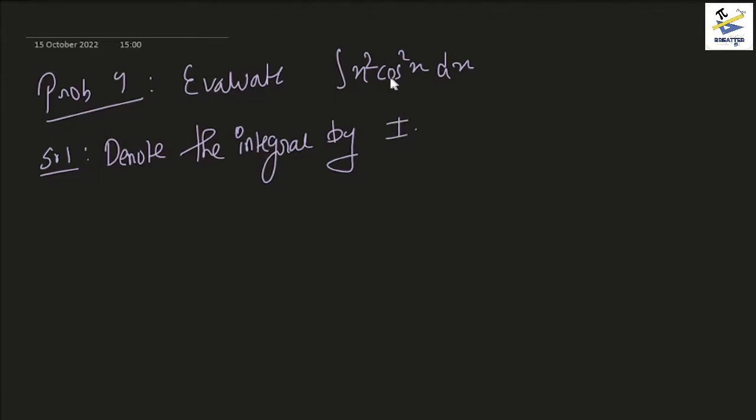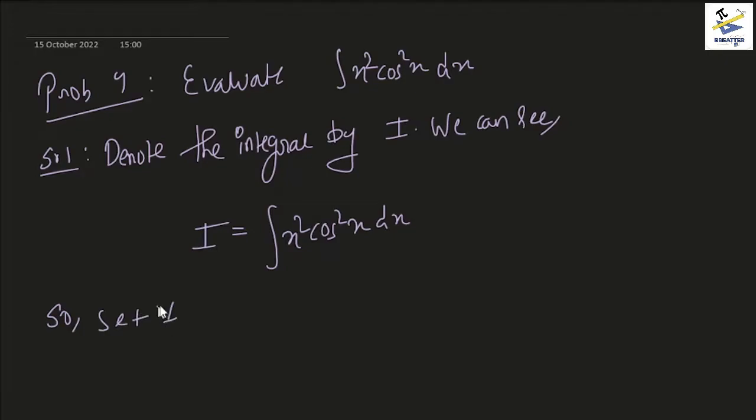Denote the integral by I, and we can see I equals the integral of x square cos square x dx. As in previous examples we can again see this is an example where we have an algebraic function and a trigonometric function multiplied together, so we are obviously going to need IBP. So set first function equal to x square, second function as cos square x.